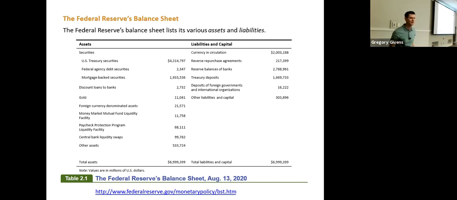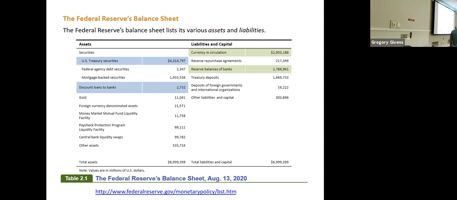What about the liabilities side of the balance sheet? So assets are the things that the Fed owns, right? Liabilities are essentially the debts of the Federal Reserve, what it owes other outside parties, okay? The two most important components of the liabilities side of the Fed's balance sheet are currency in circulation and reserve balances at banks.